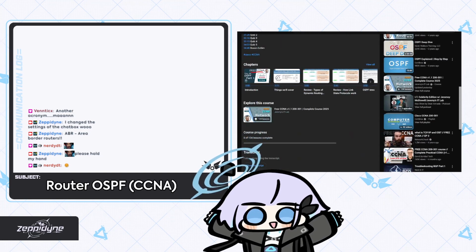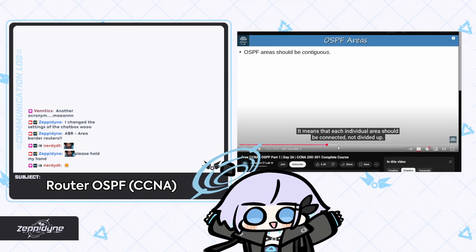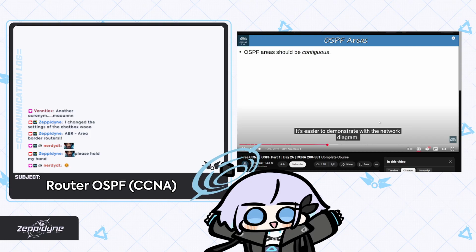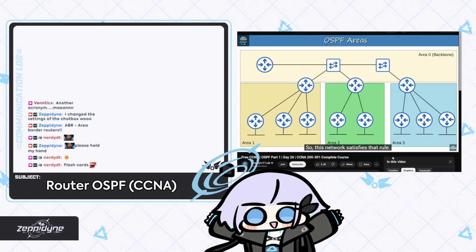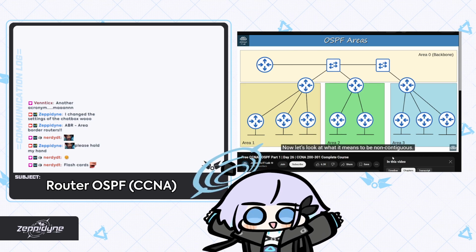First up, OSPF areas should be contiguous. What does that mean? It means that each individual area should be connected, not divided up. It's easier to demonstrate with the network diagram. So, this network satisfies that rule. All areas are contiguous. Now let's look at what it means to be non-contiguous.